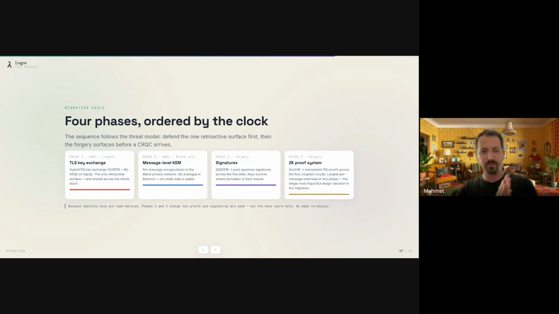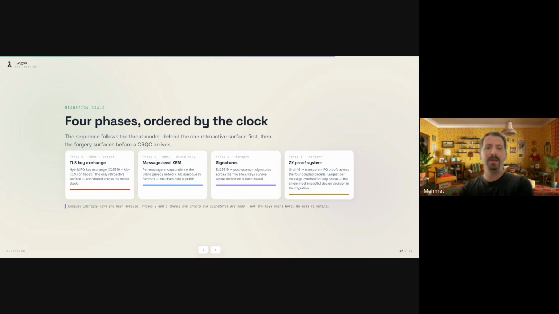We will change our TLS key exchange protocol. We will use the hybrid method for that TLS key exchange, and we plan to do that changes before the mainnet. I mean, at the end of this year, we start to use the ML-KEM, and therefore, at some point, our blend protocol will be secure against harvest now, decrypt later attack.